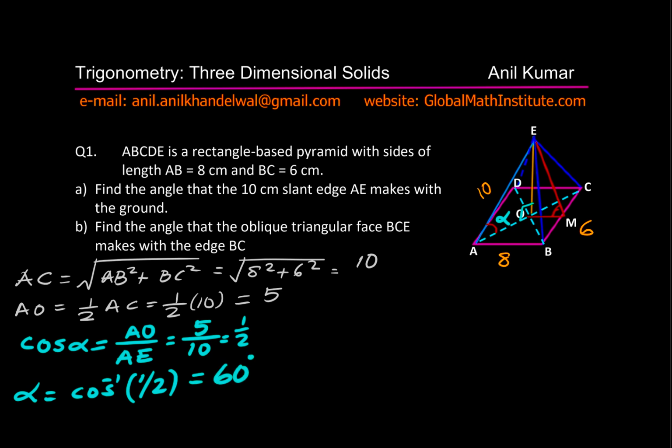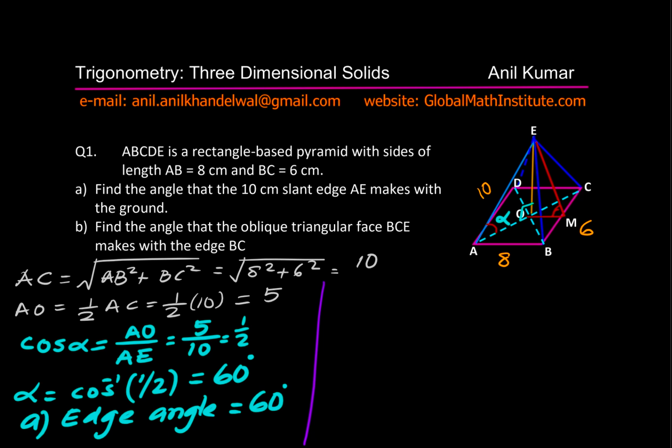So we get the answer for part A, which is that the angle of the edge is equal to 60 degrees. Perfect. So we have one of our solutions. Now let us see how to find the other solution, which is that we need to figure out the angle that the oblique triangular face BCE makes with the edge. So we're looking into this triangular face, and BC is the edge.